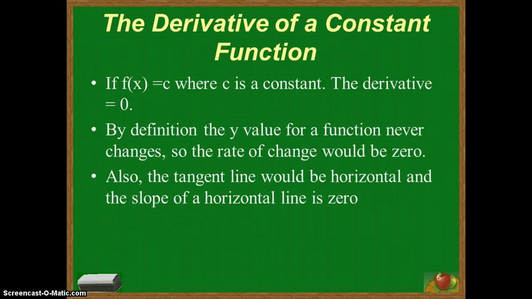We can take the derivative of a constant function. Okay, if f of x equals some c, for example, f of x equals 5, then the derivative of that function would be 0. Because think about it, y equals 5 is a horizontal line, and the slope of a horizontal line is just 0. So the rate of change of that line with respect to x would be 0. Also, the tangent line would be horizontal, and the slope of a horizontal line would be 0.